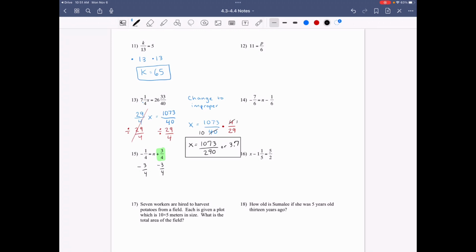Notice how it's a negative and a negative that we're adding on the left side. Negative 1/4 plus negative 3/4. Since they're both negative, we add them, and we get negative 4/4 is equal to n. But negative 4/4 simplifies, so n just equals negative 1.